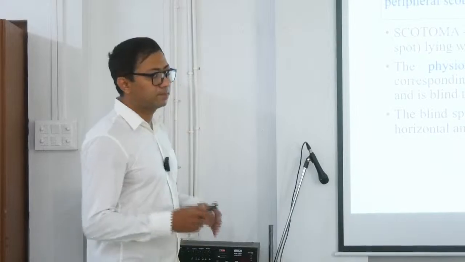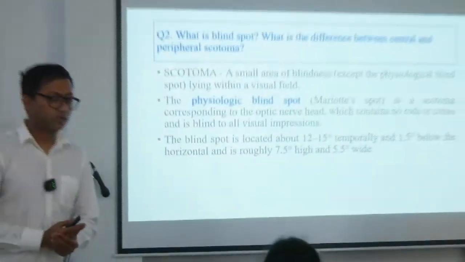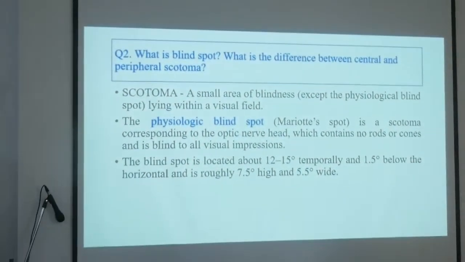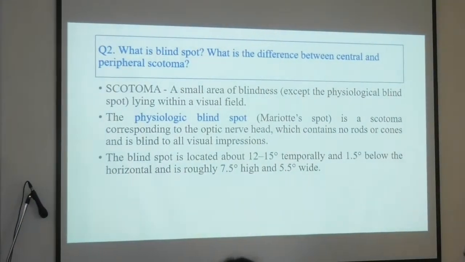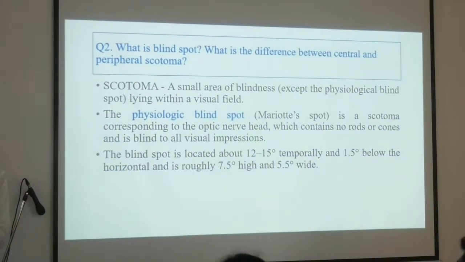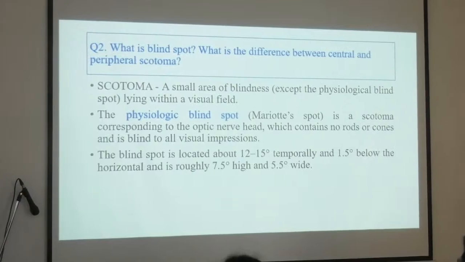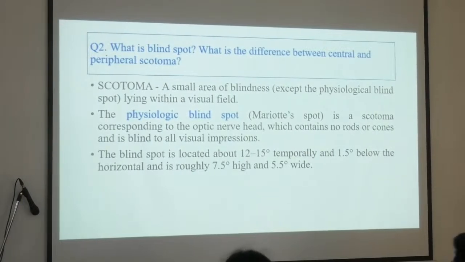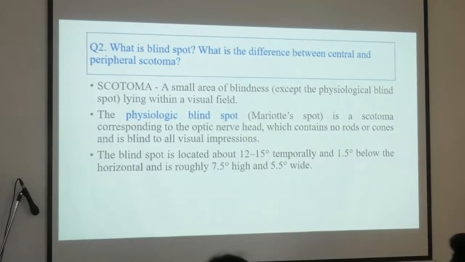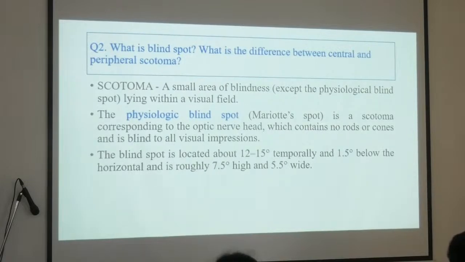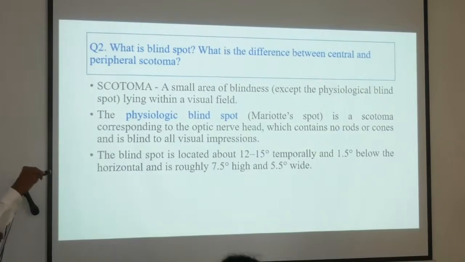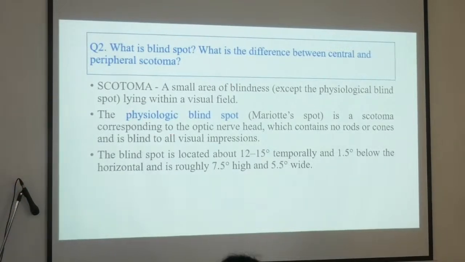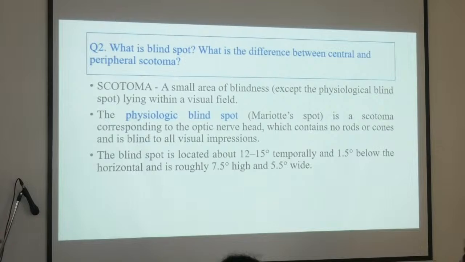Next question, what is the blind spot? In the visual field, there will be a small area or spot where you will not be able to see anything. That corresponds to the blind spot. The physiological blind spot or Mariotte's spot is a scotoma. Scotoma means an area of blindness, except the physiological blind spot. Physiological blind spot is normal. It is present in every healthy individual.